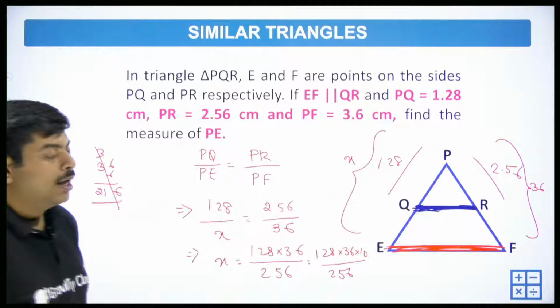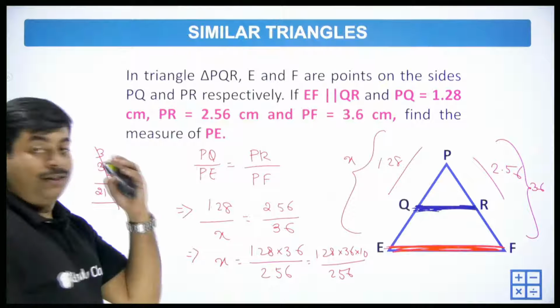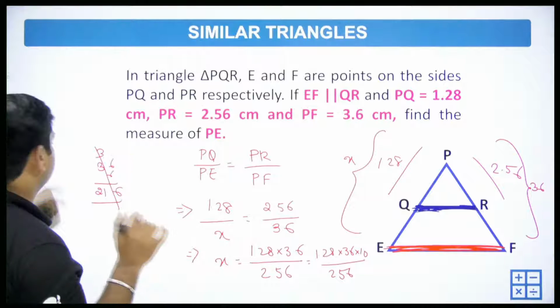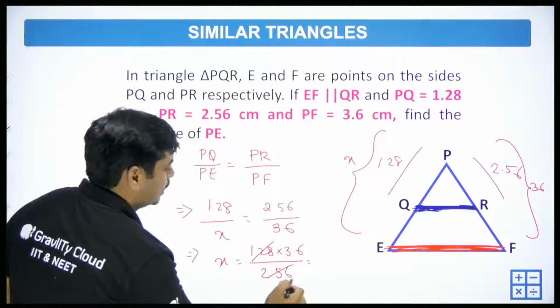So 1.28 into 36 into 10 by 256, if you want to calculate, it's very simple. 1.28 into 2 times is 2.56. That is easier to solve. So 3.6 by 2 is what we are left with, which is 1.8 centimeters. So the value of X, the total length, is 1.8 centimeters. Find PE. PE is 1.8 centimeters, right?